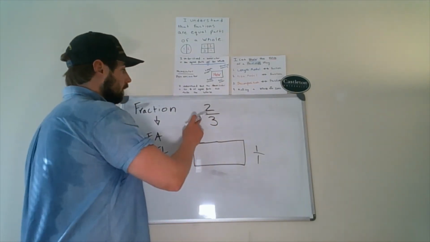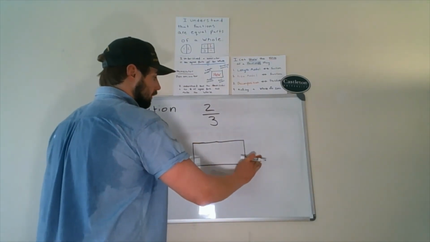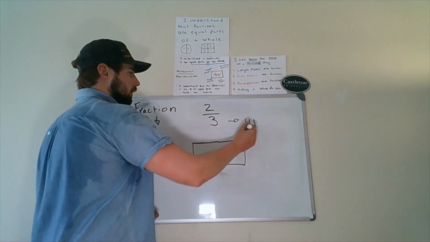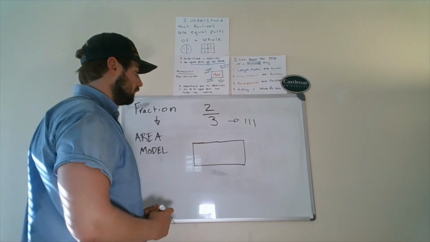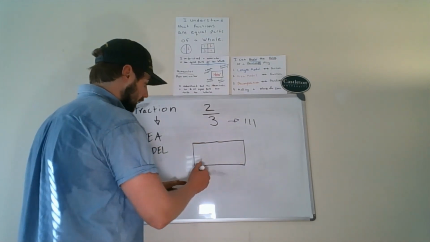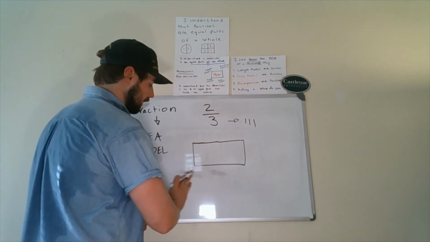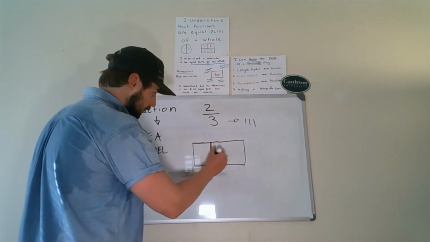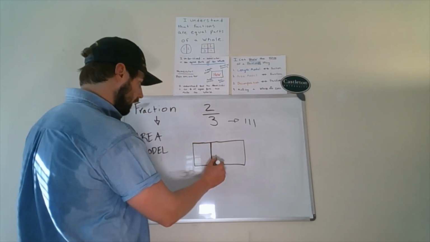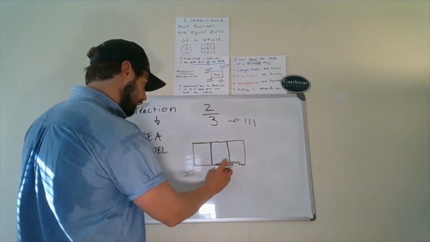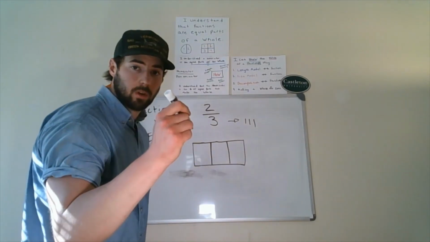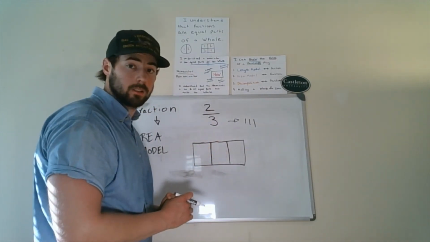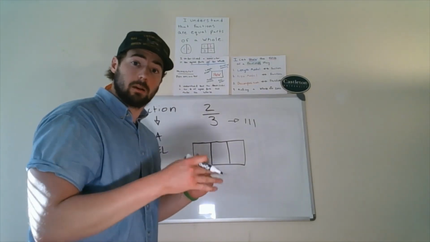But that's not the fraction we're looking to make. We need to make this whole into 3 equal parts. So to do that, I know I need to make this into 3. I'm going to make 1 equal part, 2 equal parts, 1, 2, 3. Guys, that's why we have the eraser. If it doesn't count up to be 3 equal parts, erase and try again. That's how you learn how to partition.